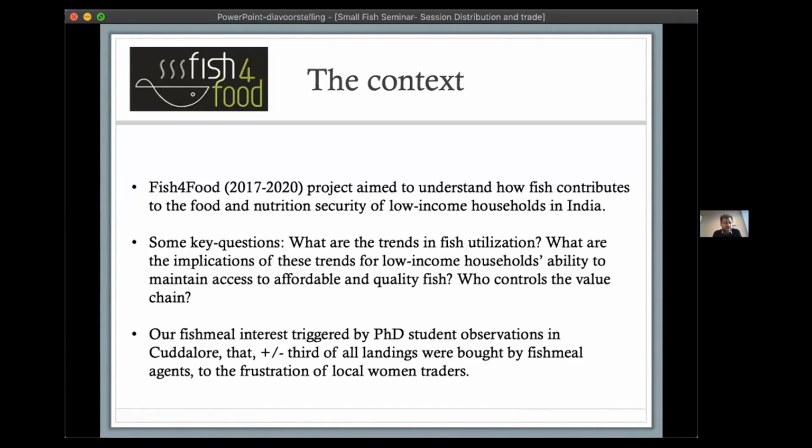So the question here is not so much who has access to sea and who controls access to sea, but who controls the fish, access to fish on land, and who controls these value chains.